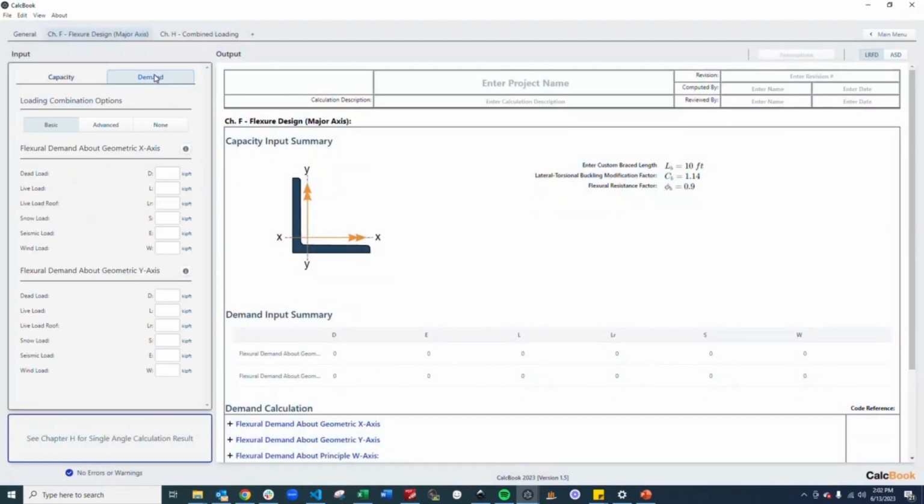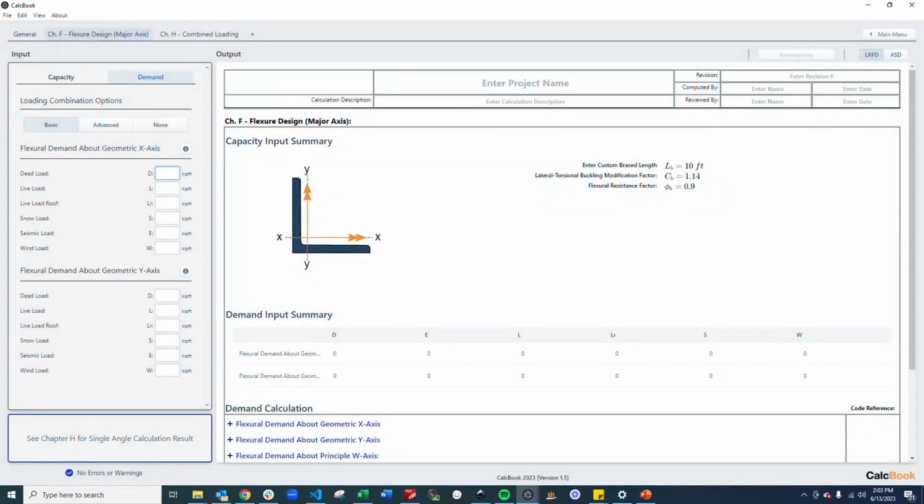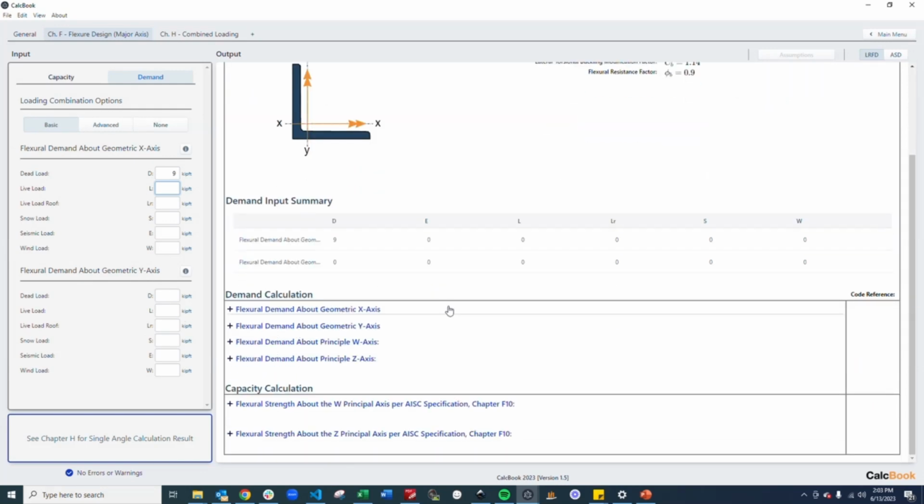And then for our demands, we just have a dead load. We added these information buttons here for bending about single angles, which can be a little bit complicated. So you want to make sure that you're following the sign conventions that we've laid out here. Loading in the down direction when the angle is shaped like this is going to result in a positive moment that you're going to enter. So we're going to enter in our positive moment of 9 kip feet for dead, and that's all we have. Now we can go into our calculations.